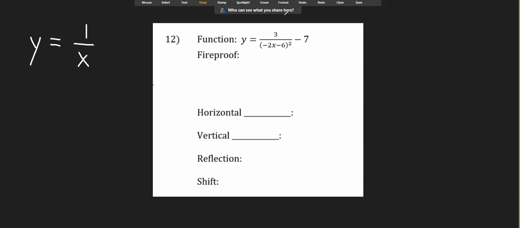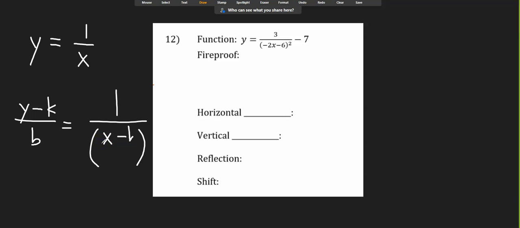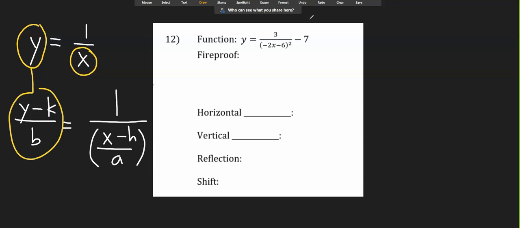So remember how we say things like y minus k over b. Well, on this side, we're going to have, in the denominator, x minus h over a. Just keep in mind that every time we're doing these fireproof forms, these two things are getting replaced with these two things. So when I get done with my fireproof form, there better be a 1 over.